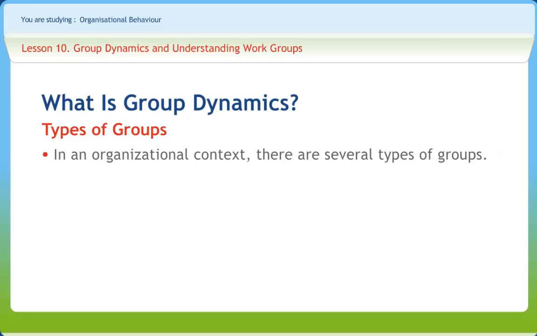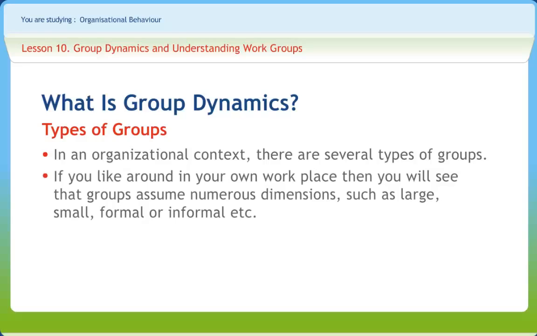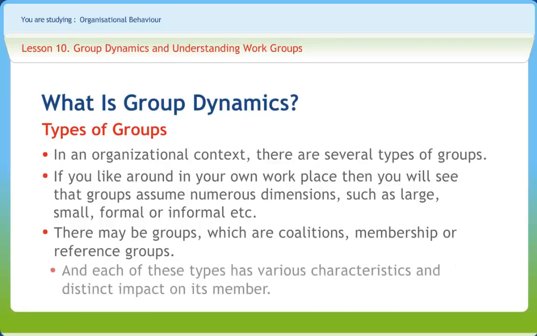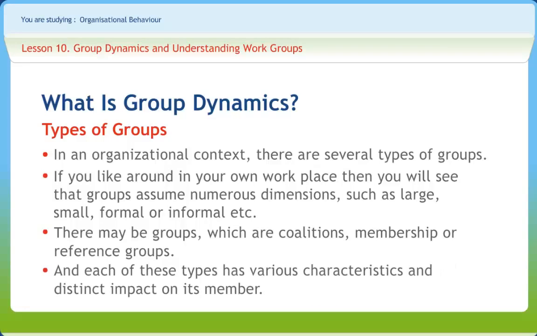In an organizational context, there are several types of groups. If you look around in your own workplace, then you will see that groups assume numerous dimensions, such as large, small, formal, or informal. There may be groups which are coalitions, membership, or reference groups, and each of these types has various characteristics and distinct impact on its members.